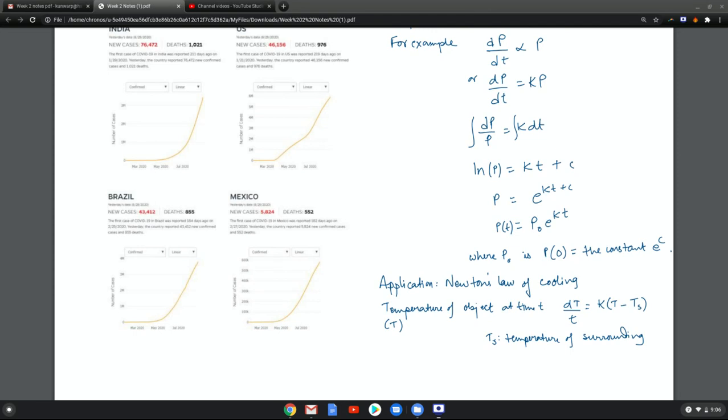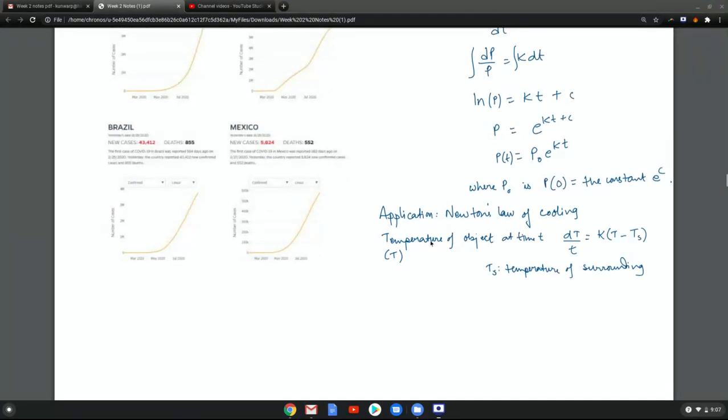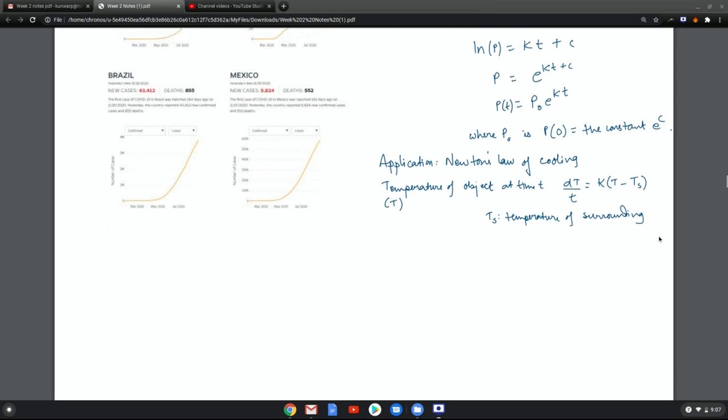One of the applications is Newton's law of cooling. If you take an object at a particular temperature and leave it in a surrounding which is at a different temperature, how does the temperature of that object change over time? An example of this would be refrigeration, air conditioning, etc. Newton's law says that the rate of change of temperature, dT/dt, is k times (T minus Ts), where Ts is the temperature of the surrounding.